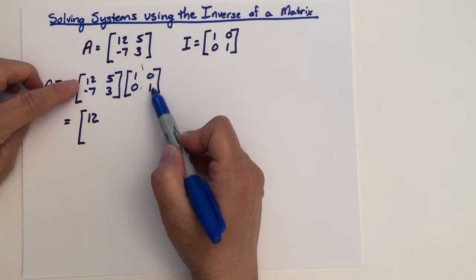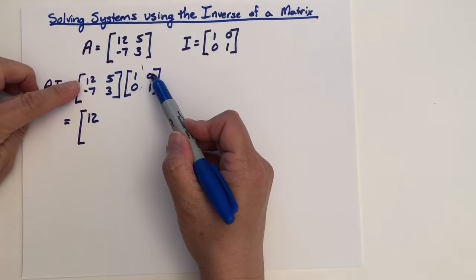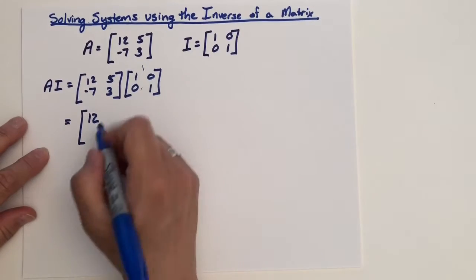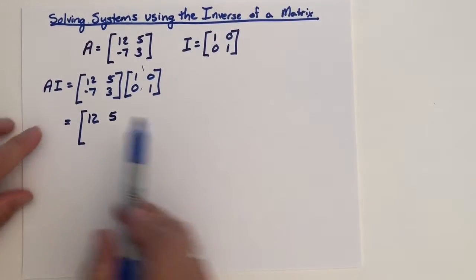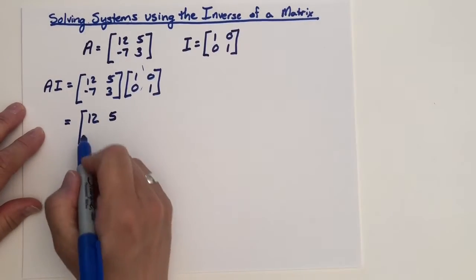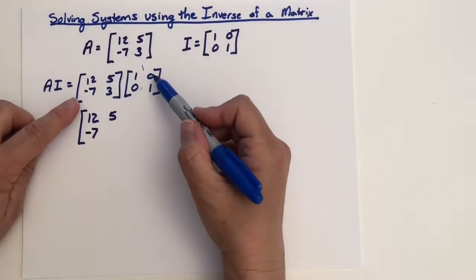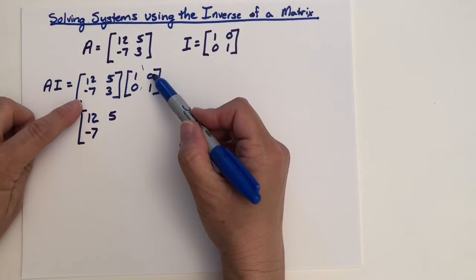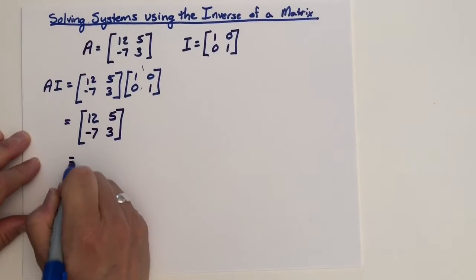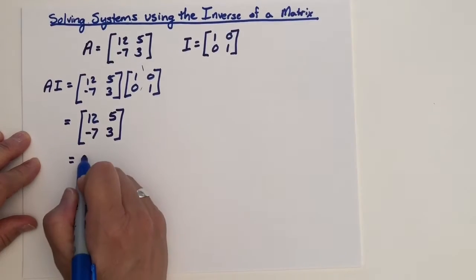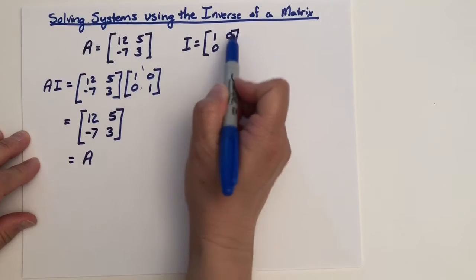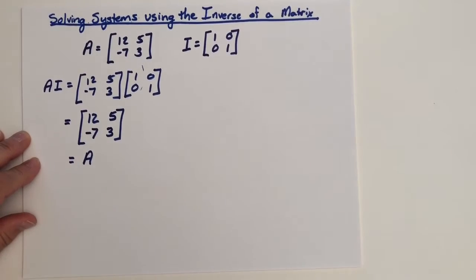I'm going to move on to the second column here. So 12 times 0 plus 5 times 1. That's 0 plus 5. Now I'm using my second row, first column, -7 plus 0. And second row, second column, 0 plus 3. And you'll notice this is actually A again. So when I multiplied A by this matrix I ended up with A.